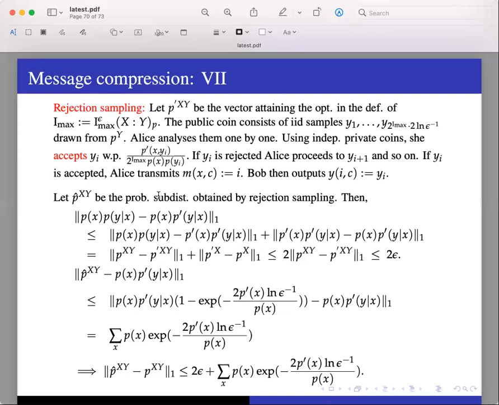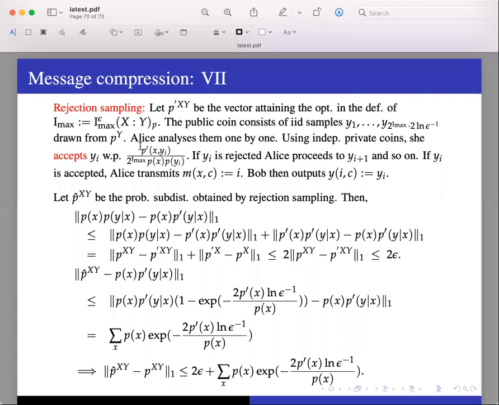Okay, so it is very close to a distribution. The mass of p hat is very close to 1. Okay, the gap from 1 is the tiny probability that Alice rejects all the samples. Okay, so the guess is that p hat xy will be close to p.